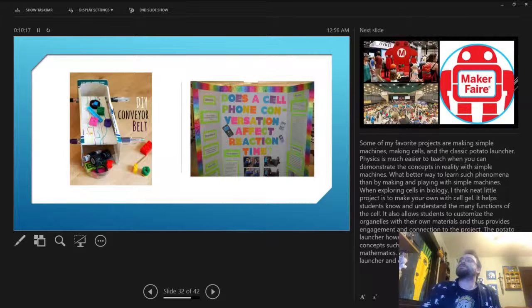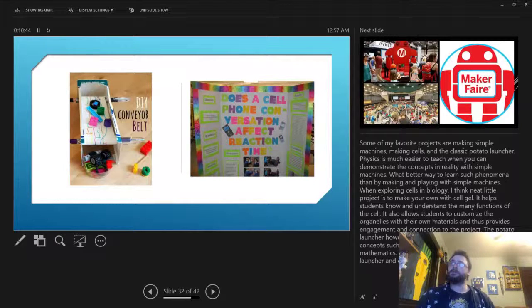Physics is much easier to teach when you can demonstrate the concepts in reality with simple machines. What better way to learn such phenomena than making and playing with simple machines? And when exploring cells in biology, I think a neat little project is to make your own with cell gel. It helps students know and understand the many functions of the cell. It also allows students to customize the organelles with their own materials and thus provides engagement and connection to the project.